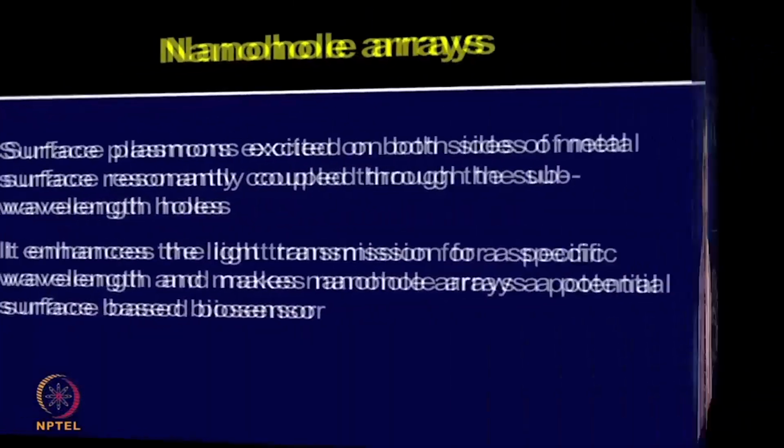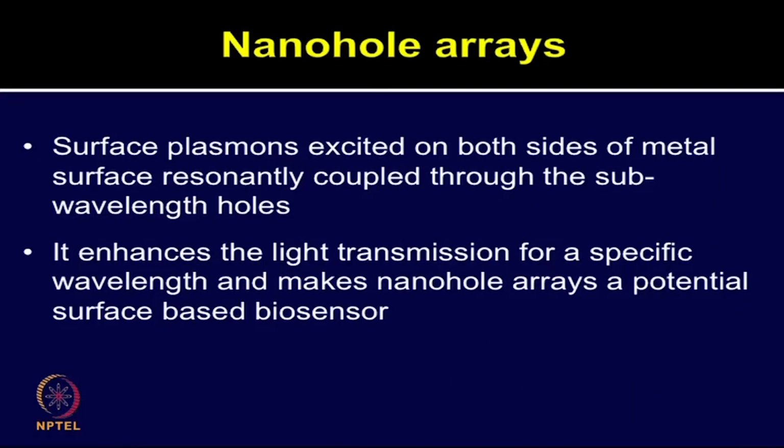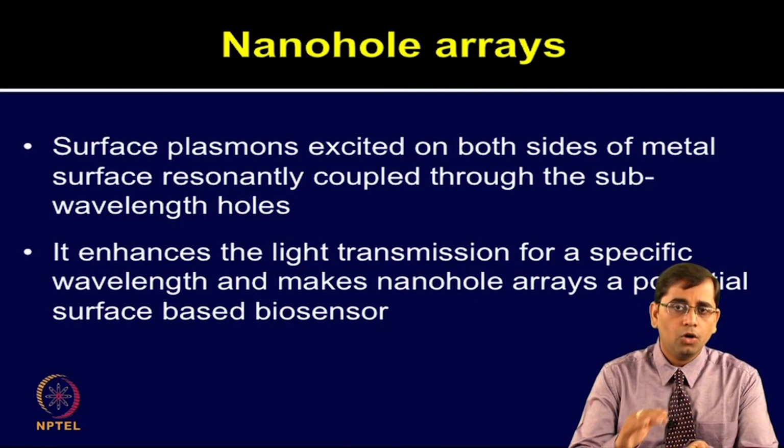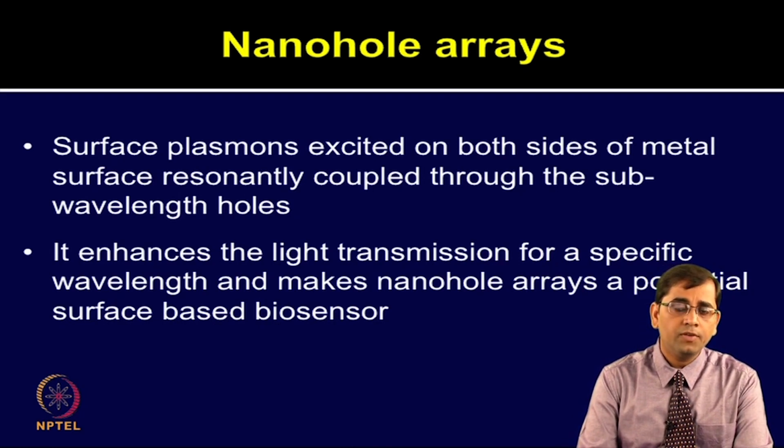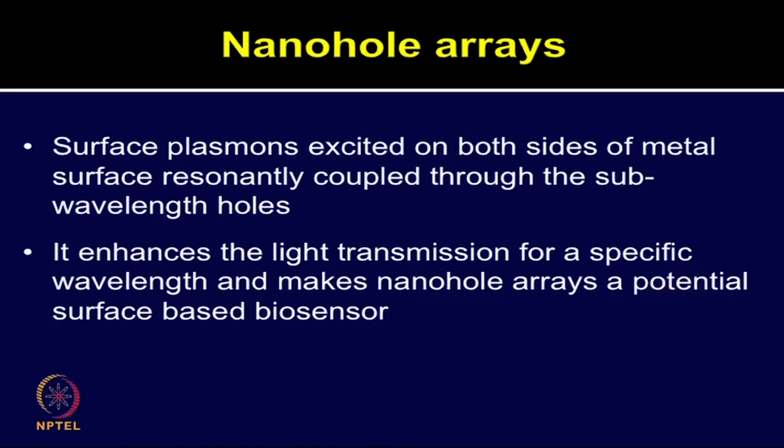Let us now talk about another related technique which is also based on SPR principle, which is nano-hole array. The nano-hole array technique utilizes label-free detection of biological binding events in a very high throughput manner with temporal and spatial resolution. In nano-hole arrays, the surface plasmons are excited on both sides of the metal surface, resonantly coupled through the sub-wavelength holes, which enhances the light transmission for a specific wavelength.